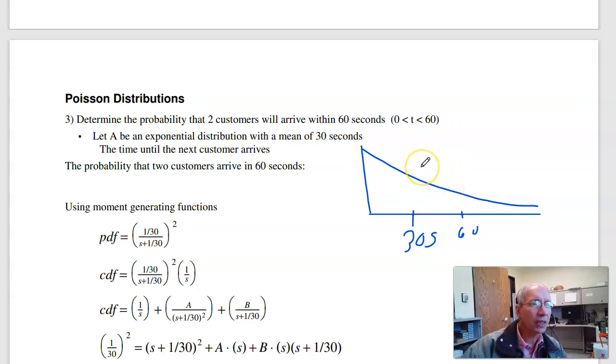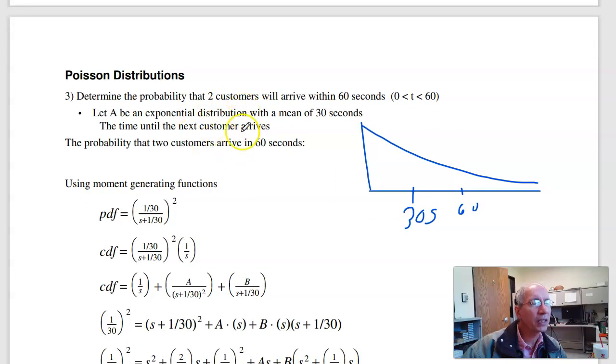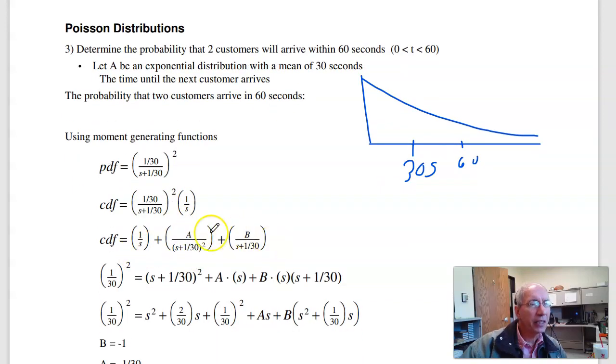So one way to do that is Laplace transforms. Here I didn't specify how you're supposed to solve it. You could use Laplace transforms. So here's the PDF. Here's 1 customer, 2 customers. If I integrate, I get the CDF. So this is Laplace for integration, times 1 over s. Take the inverse Laplace transform.